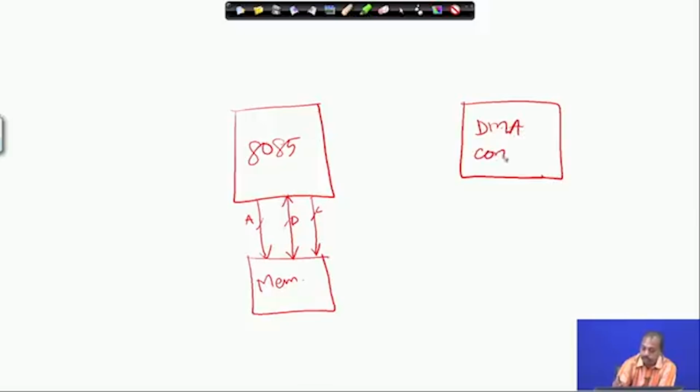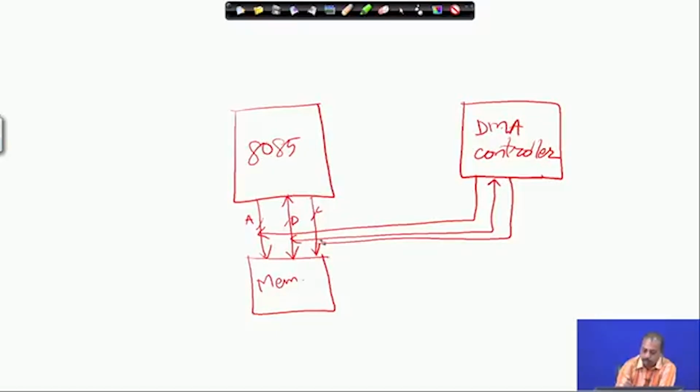There are some standard chips available, several such chips. The DMA controller also has address, data and control lines, so they can be connected to the DMA controller. These address, data and control lines can also be driven by the DMA controller, and it has two extra pins. One is to give the hold signal to the microprocessor. So, this is the hold line, and in turn the microprocessor will respond with the hold acknowledge.